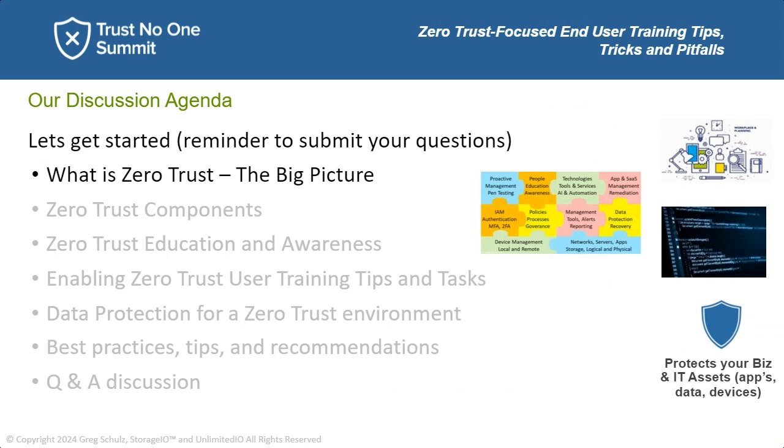There's a lot we're going to go through here, but here's our agenda. What we're going to go through is a real quick setting up of the big picture, reviewing Zero Trust, what the components are, education and awareness, enabling zero trust, training tips and tasks, data protection for a zero trust environment, as well as best practices, tips, and recommendations. And a reminder, submit your questions as we go through. Just keep submitting the questions, and we'll have plenty of time at the end where we can dig into those.